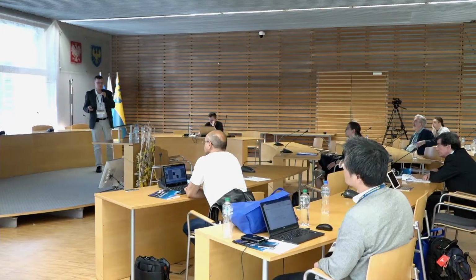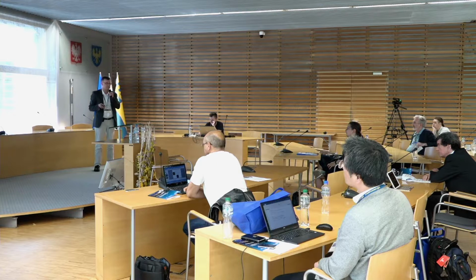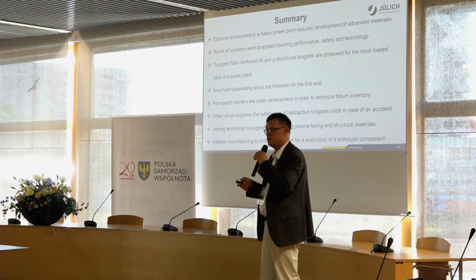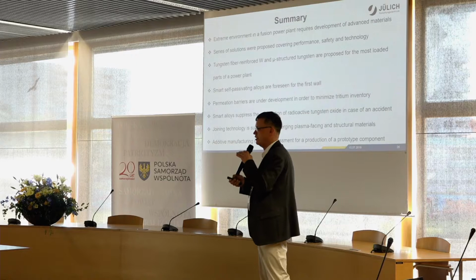For the plasma loaded part, we can use tungsten fiber reinforced tungsten, microstructured. For the less loaded part, as a first wall, we can use the smart alloy. Permeation barriers are going to fight the tritium permeation during the plasma operation, and in case of accident, we can implement the passive solution of the smart alloy.